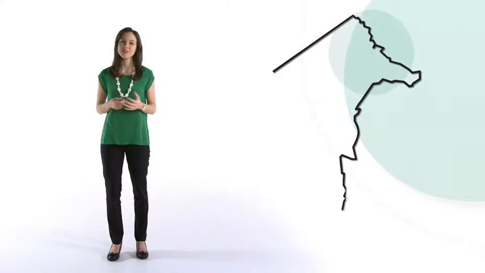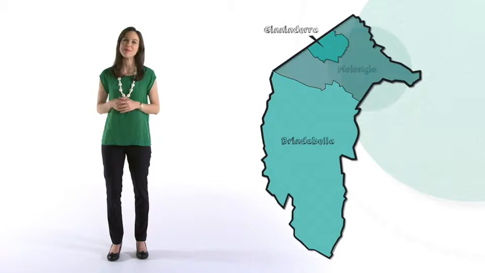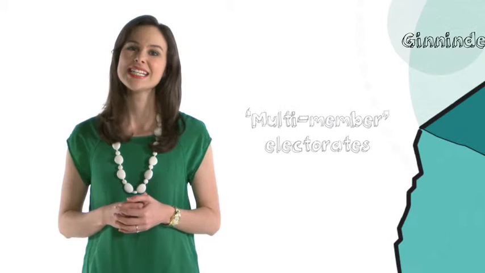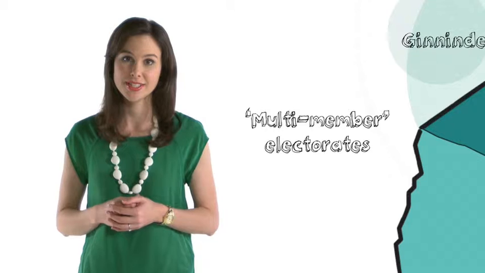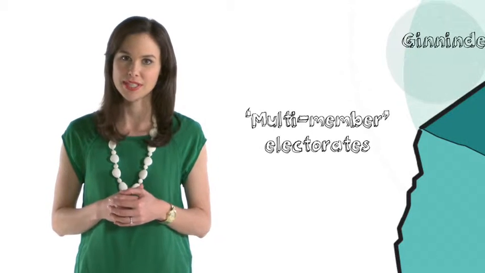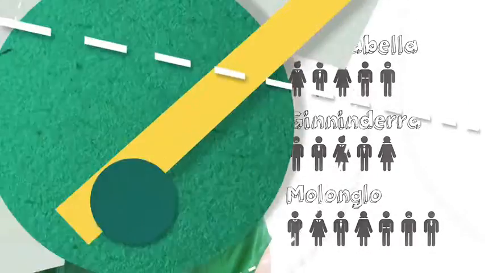Electorates are voting areas for elections. The 3 electorates for Legislative Assembly elections are Brindabella, Ginninderra and Molonglo. Your home will be in one of these electorates. The ACT has multi-member electorates. Each electorate is represented by several members in the Legislative Assembly. Brindabella elects 5 members, Ginninderra 5 members and Molonglo 7 members.